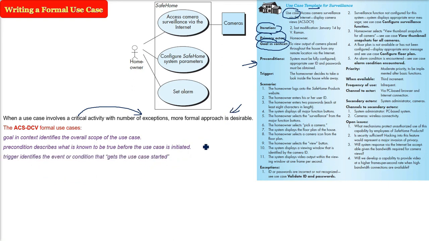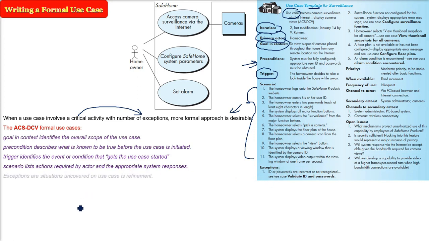The homeowner decides to take a look inside the house while away. That is what actually created that this use case to happen. Sometimes you want to see your house, what is happening. This is the trigger. Scenario. Now scenario are all the points which I discussed just now. Okay. So scenario is all the action required by the actor and the appropriate software or the system responses.